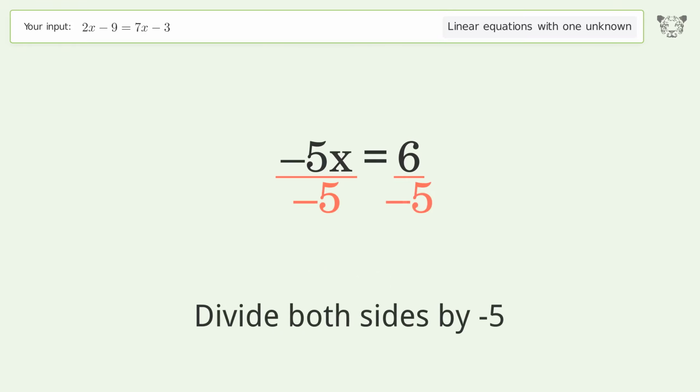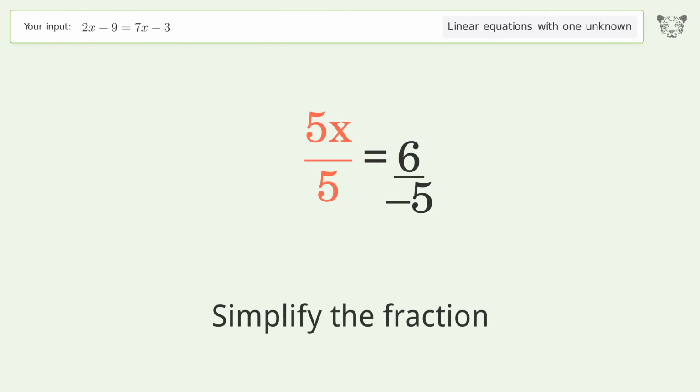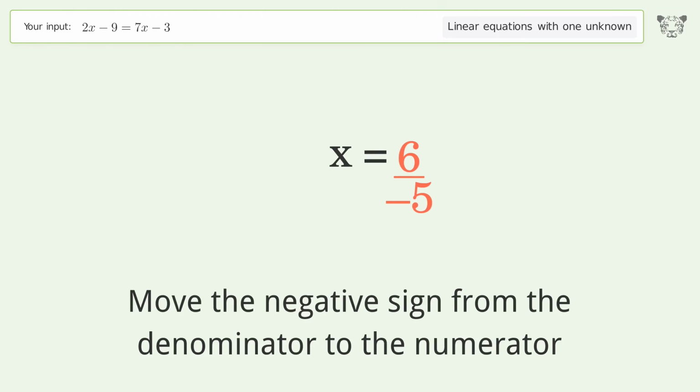Cancel out the negatives. Simplify the fraction. Move the negative sign from the denominator to the numerator. And so the final result is x equals -6/5.